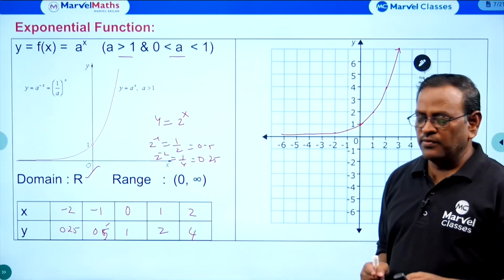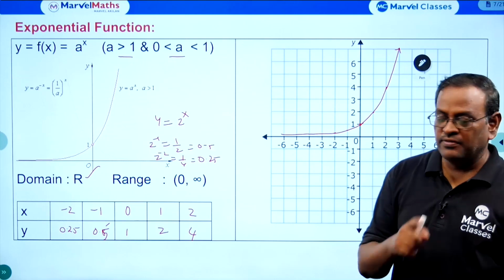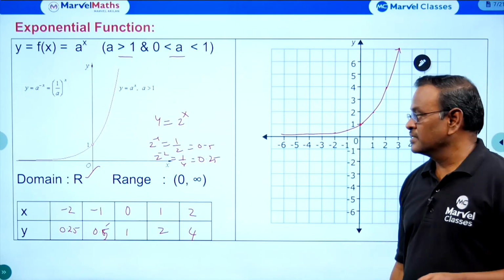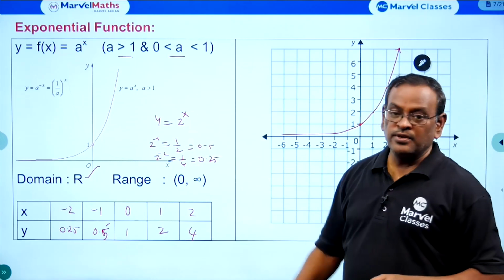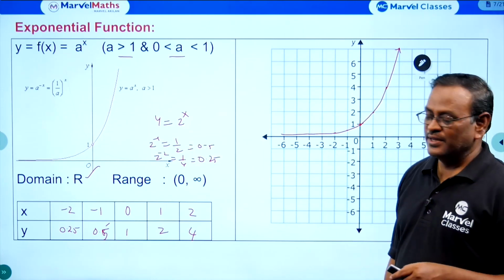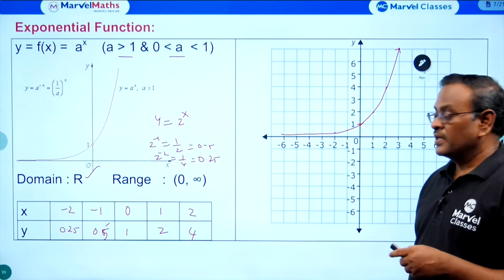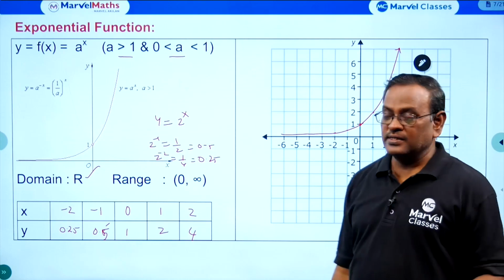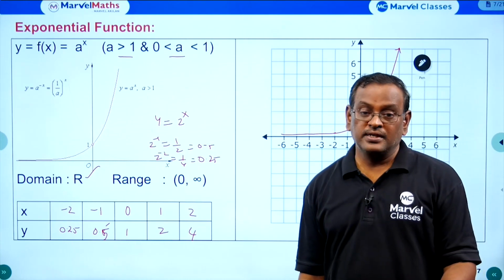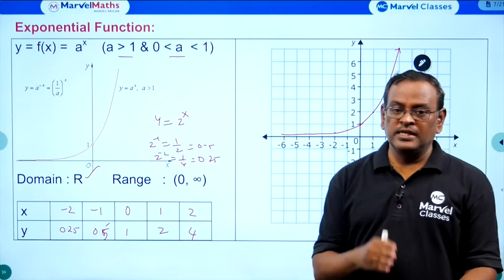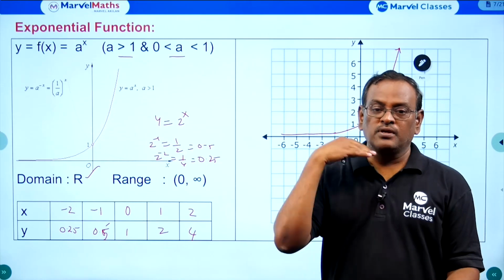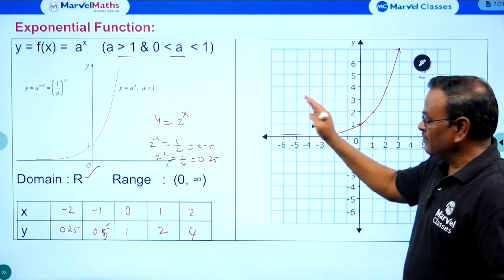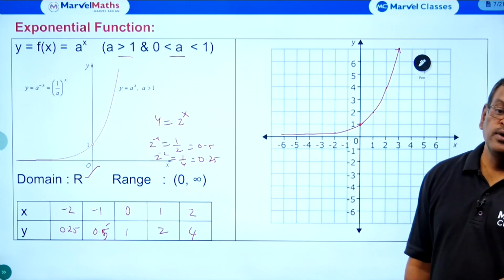And one more very important tip, all exponential functions always pass through 0 comma 1. The reason is when x equal to 0, a power 0 is 1. And one more special name for this exponential function is positive value function. The reason is whatever the input, whether positive or negative or 0, the output is always strictly greater than 0. That is why it never touches the x axis, it is above the x axis.